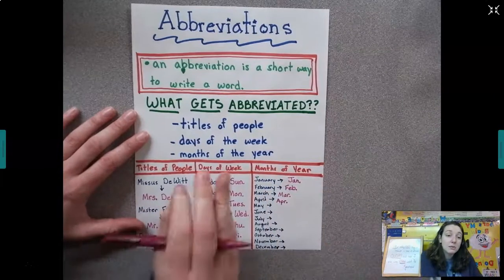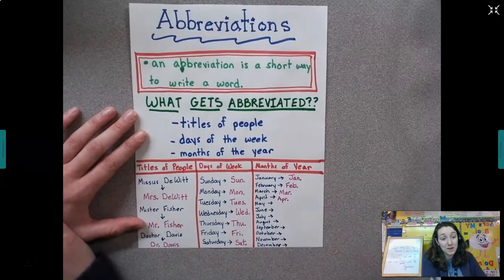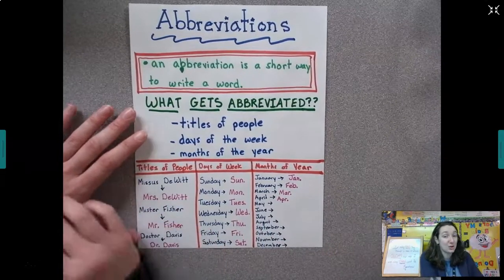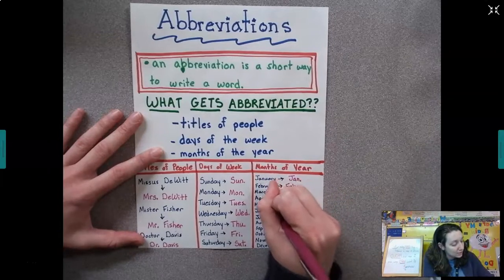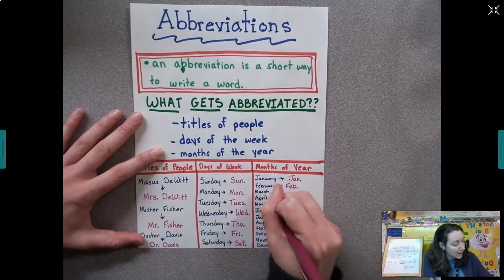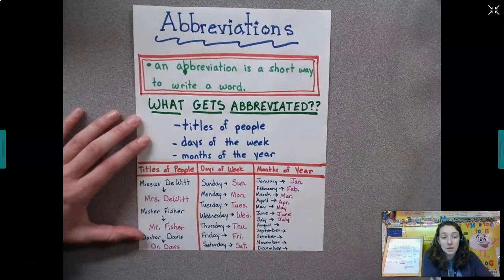Now, these next 3 months are different. These next 3 months are special. May, June, July, they don't have abbreviations. They're already really short. May is already only 3 letters. So May stays May, June stays June, and July stays July. There's no abbreviation for those months. They just are what they are because they're already so short.